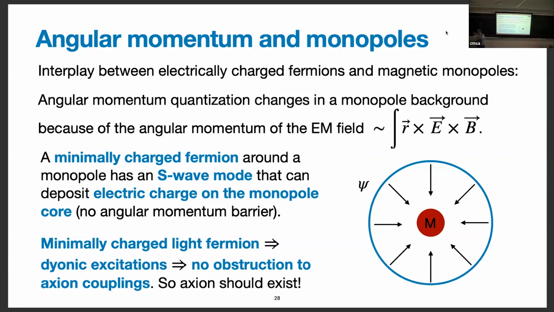Sorry. Why is it important for you that this is a fermion if I have a minimally charged boson, for example? Oh, because those don't actually let you deposit charge on the core, because the bosons in the monopole background behave like fermions. And so the boson always has an angular momentum barrier.